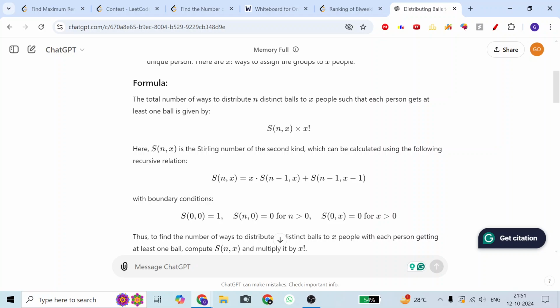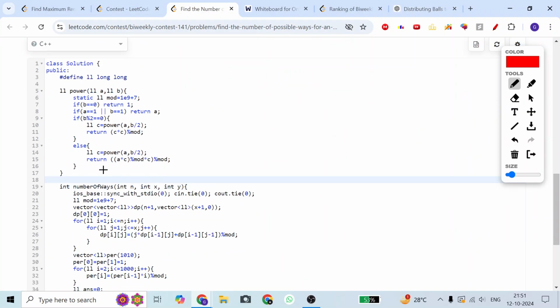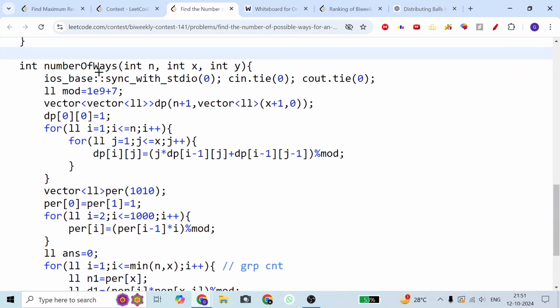These are very simple 9, 10, 11, 12 mathematics. And here are the edge cases. S(0, 0) is equal to 1. S(n, 0) and S(0, x) mean if either of them is 0, it will be 0. If both of them are 0, its value is 1. Otherwise its value will be calculated like this. So are you getting some DP hint? What I did, I create a DP and calculate these Stirling numbers.